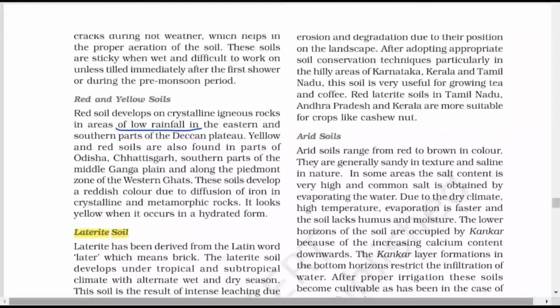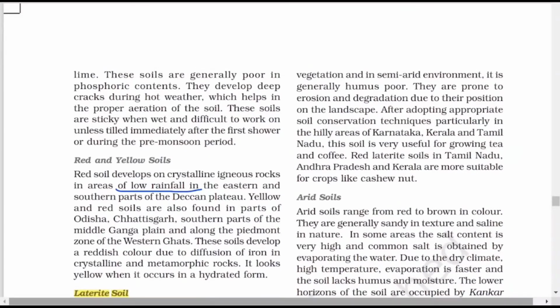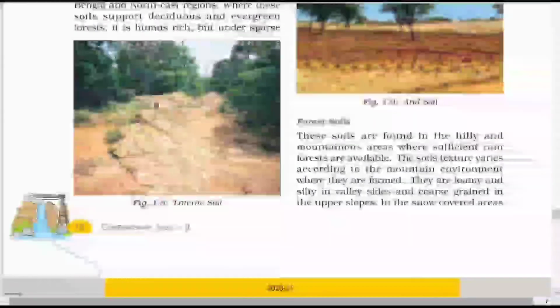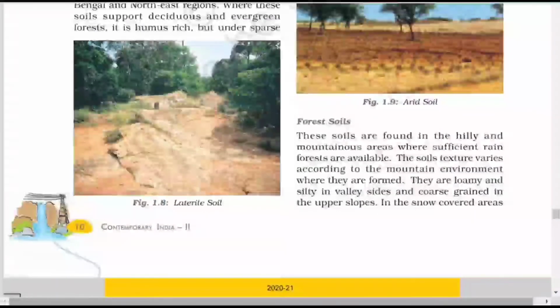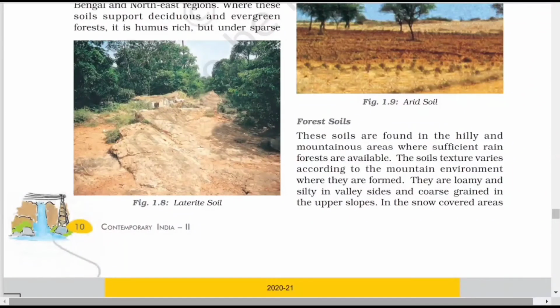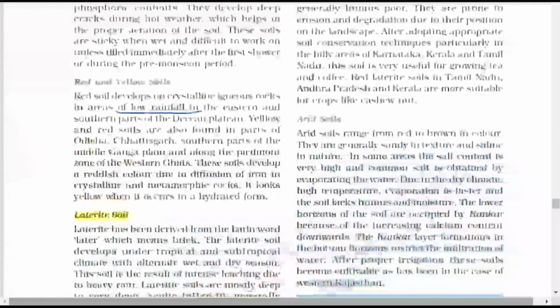You have understood nicely. Now moving to the next line, they are prone to erosion and degradation due to their position on the landscape. Now this picture is defining you everything. Look at this picture. It is not a flat surface. It is a very rugged area. Even the soil layer is not to be seen. The rough rocks are there.